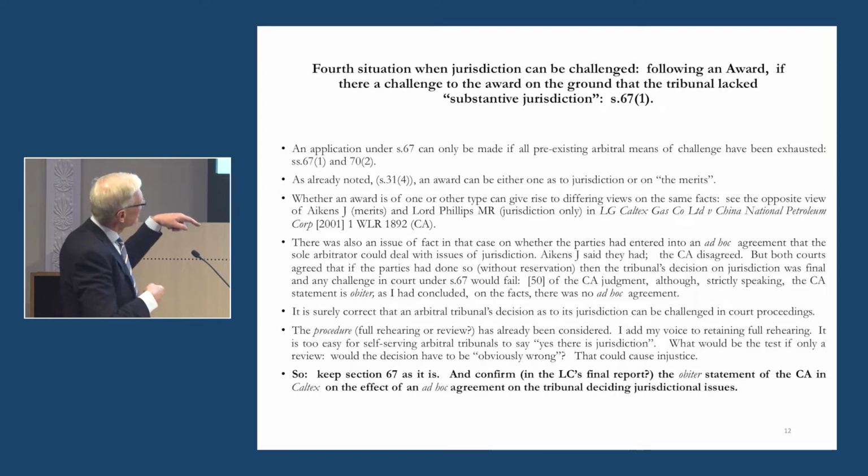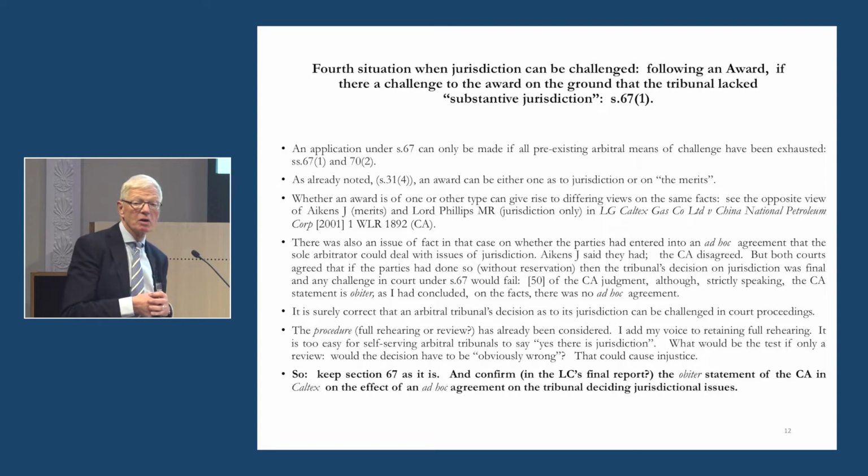Now, just go back, because there is one, the penultimate bullet point I do want to press. Procedure. I add my voice to retaining a full hearing. It's too easy for self-serving arbitral tribunals to say, yes, there is jurisdiction. And what's the test going to be? Obviously wrong? Obviously wrong decision by the tribunal? That would cause injustice. So I say, keep Section 67 as it is, and confirm the obiter statement of the Court of Appeal in Caltex on the effect of an ad hoc agreement.